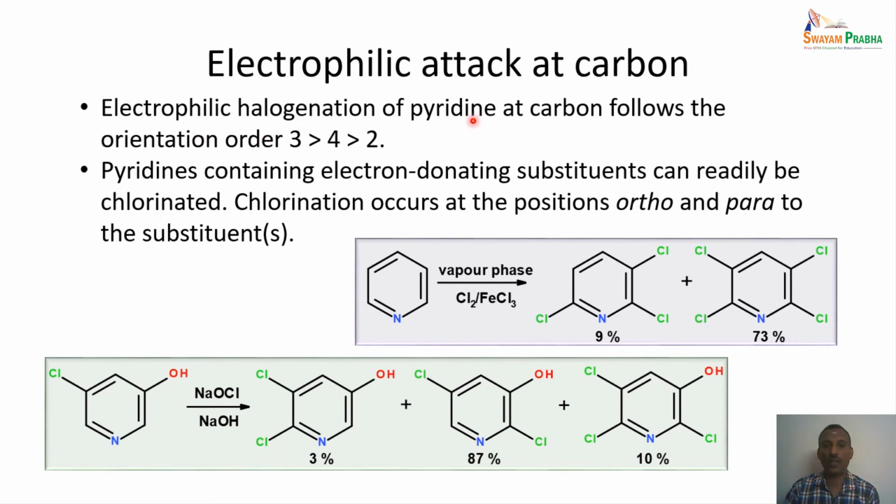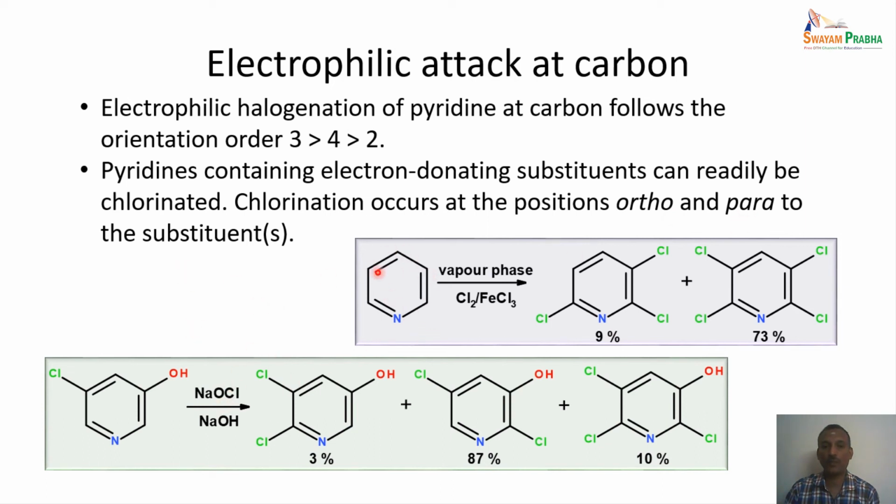The electrophilic halogenation of pyridine follows: position 3 undergoes reaction very fast, followed by 4, followed by 2. And if the pyridine has some electron donating substituents, then the electrophilic attack takes place very readily. That means chlorination can occur at positions ortho and para to the substituents. So those examples are given here.